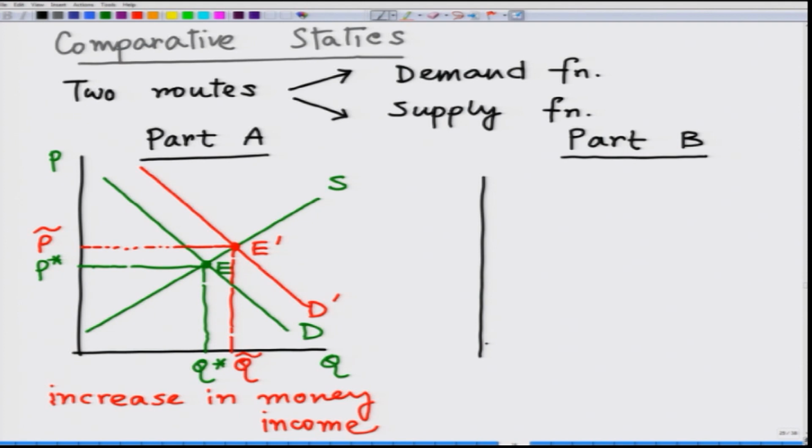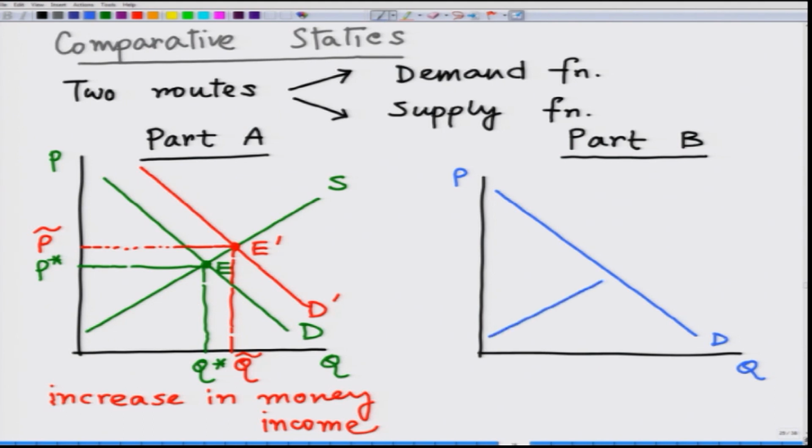Now, let us talk about the same comparative static analysis in the case where the change in the model comes from the supply side. So, let us now draw the demand function, a straight line one, as I did last time, and of course, a straight line supply function, this one.